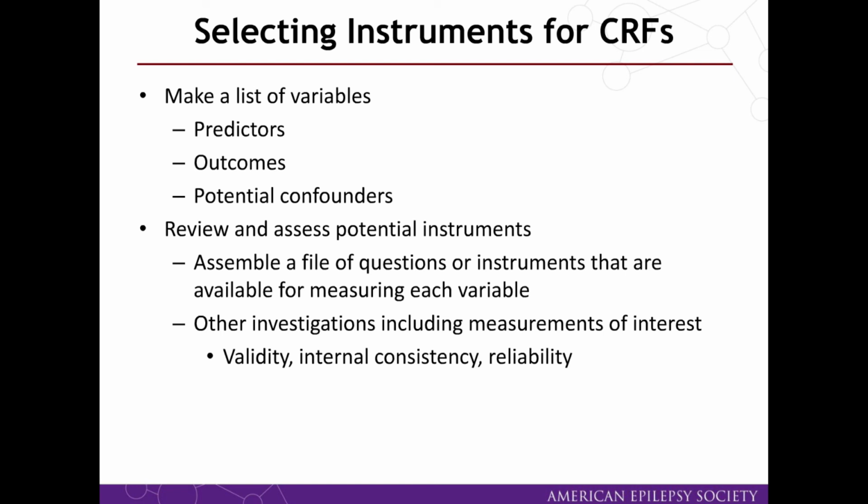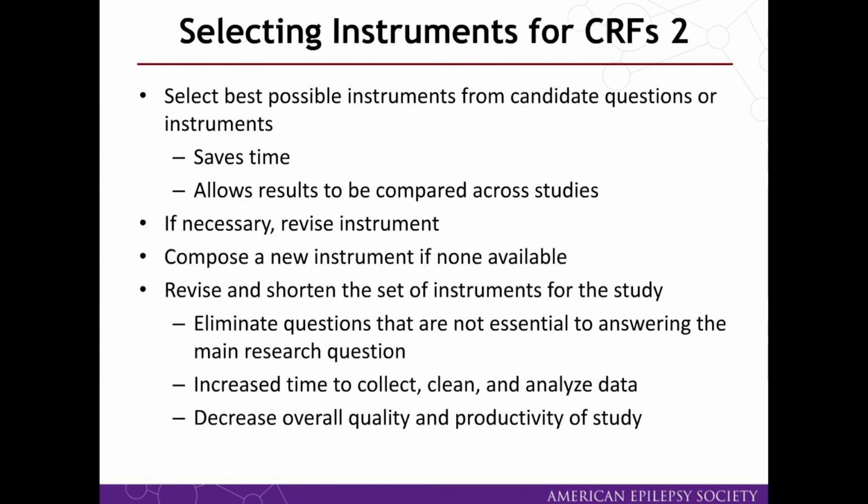And you'll do an assessment of the instruments that are already available, and then assemble a list of questions or instruments that you might be able to use for your study. And I'll give you some examples of this in a couple of slides. So once you've collected potential instruments, you'll want to review those and figure out which are most appropriate for your trial or your study. And using something that's already available saves time and also facilitates comparison of your results to previously published information.